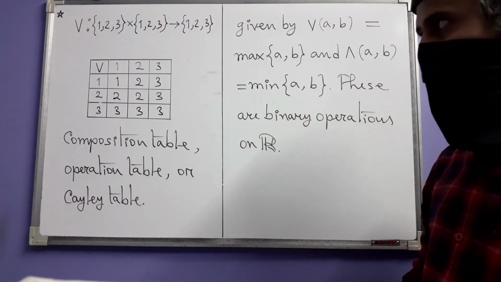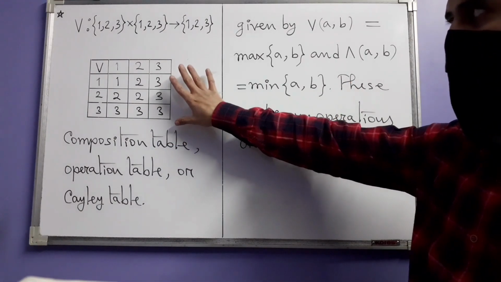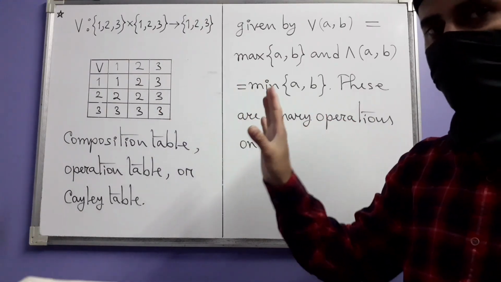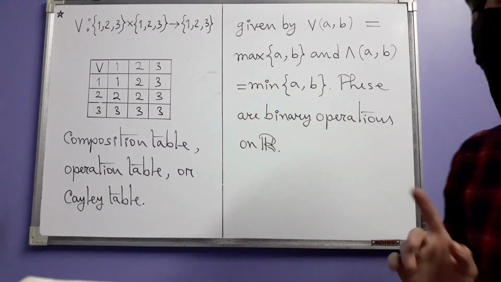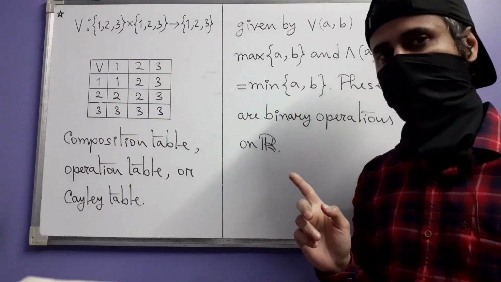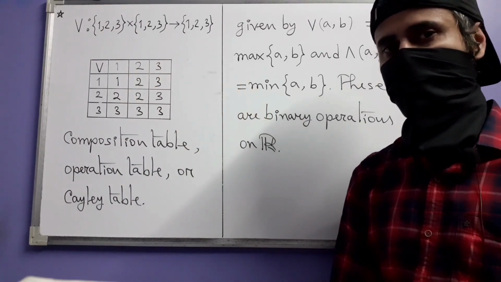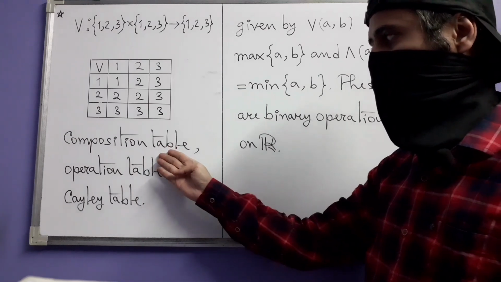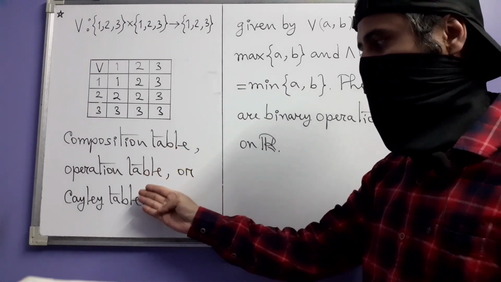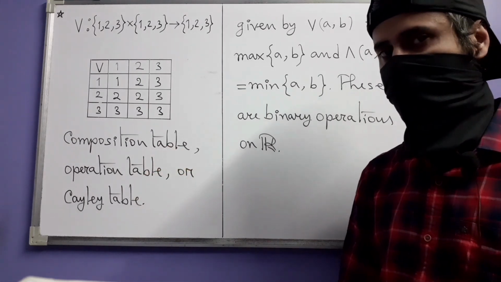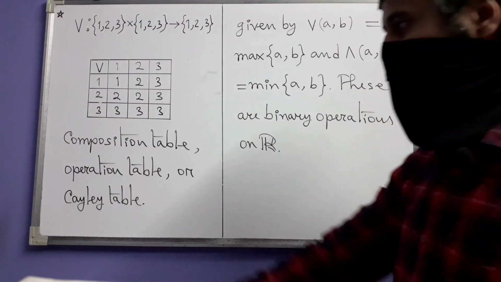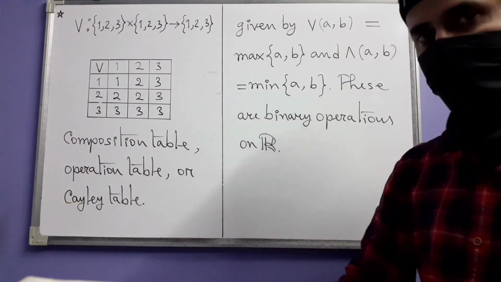then we can sometimes describe the binary operation using a table like this. This is the common thing we do in such situations. These tables are called composition tables or operation tables or Cayley tables. You will become familiar with this name later on.